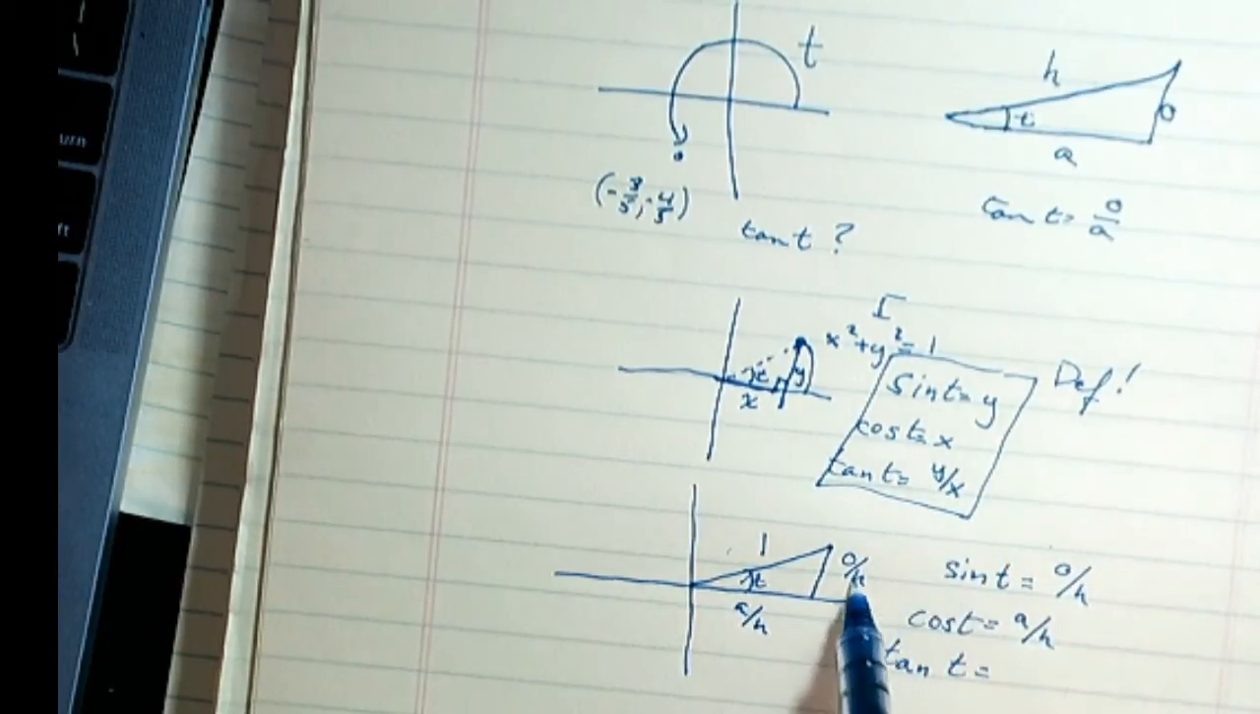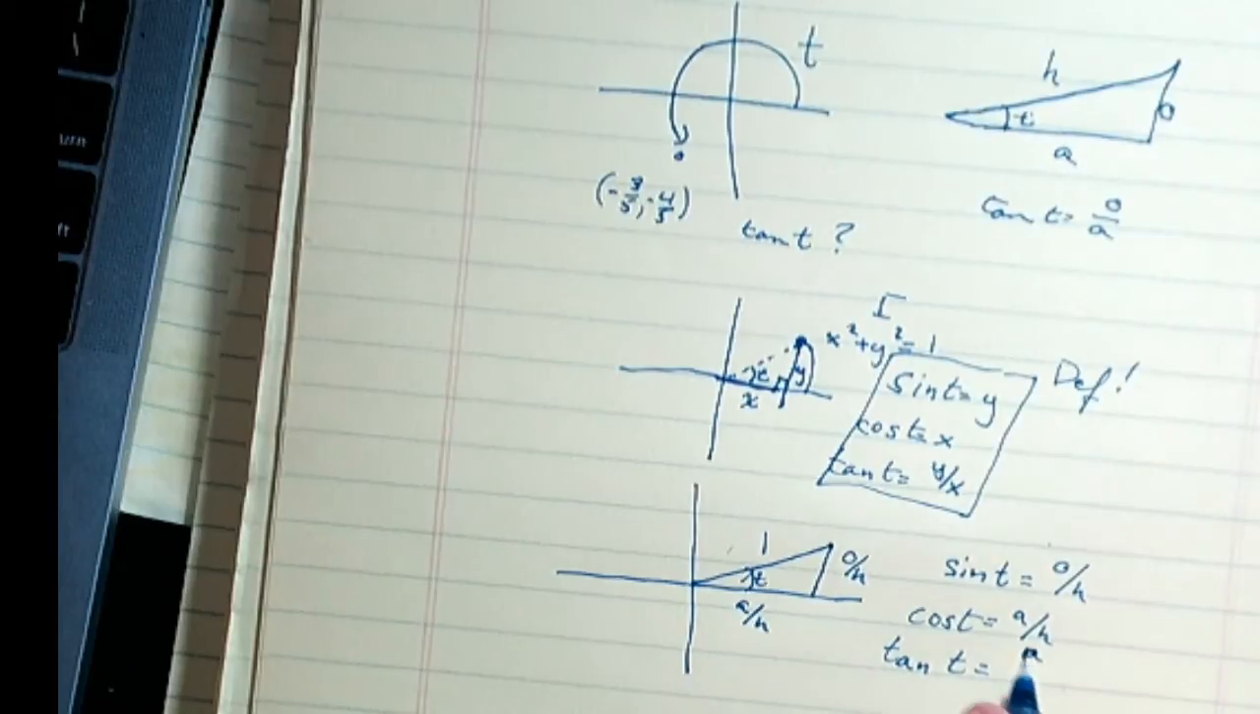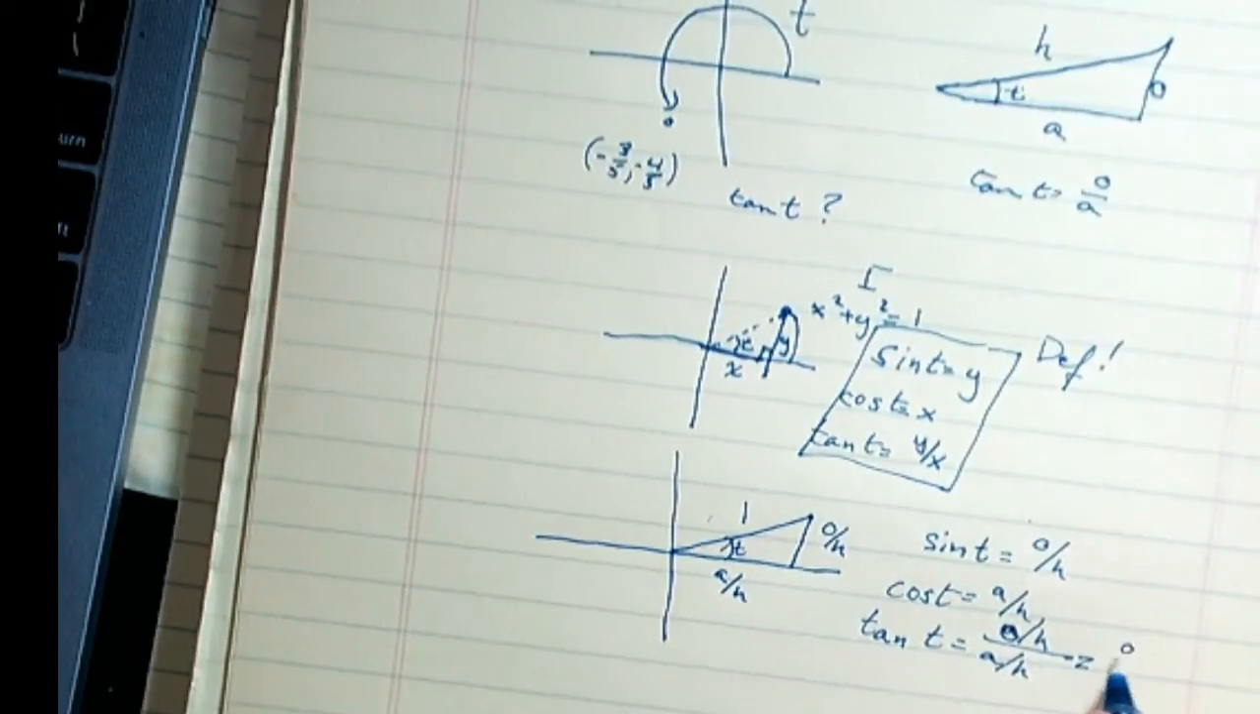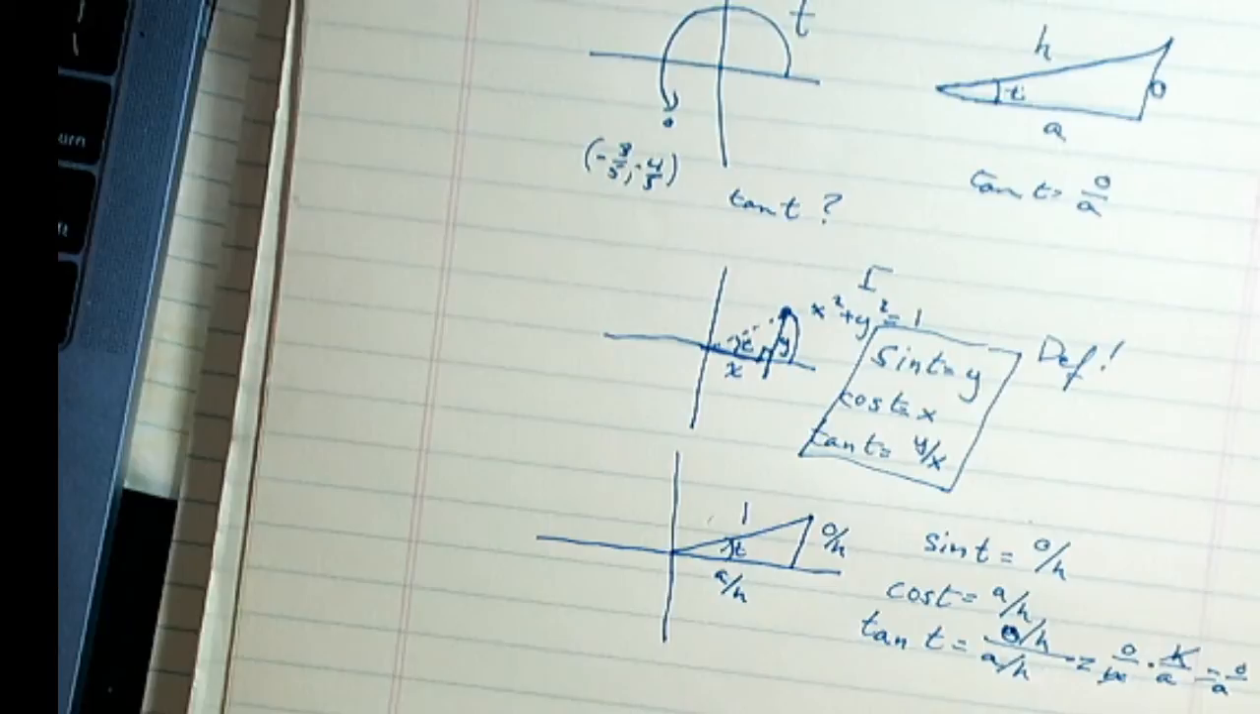That's now opposite over hypotenuse divided by adjacent over hypotenuse. We know how to divide fractions. That's opposite over hypotenuse times hypotenuse over adjacent. So it's opposite over adjacent. So you see, what used to be our definitions are now provable from what's now our definition, and what used to be our consequence is now our definition.